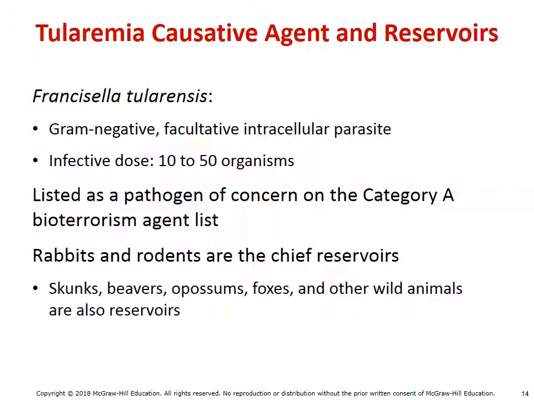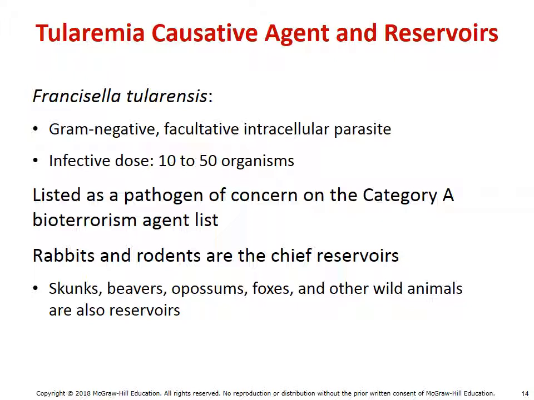As I said before, Francisella tularensis is a causative agent. It is a gram-negative facultative intracellular parasite. So this is a small bacteria that lives inside of your cells. And like I said, the infectious dose could be down around 10, which is naturally where viruses are more commonly found. This is a very large bioterrorism concern because of how easily you can contract this disease.